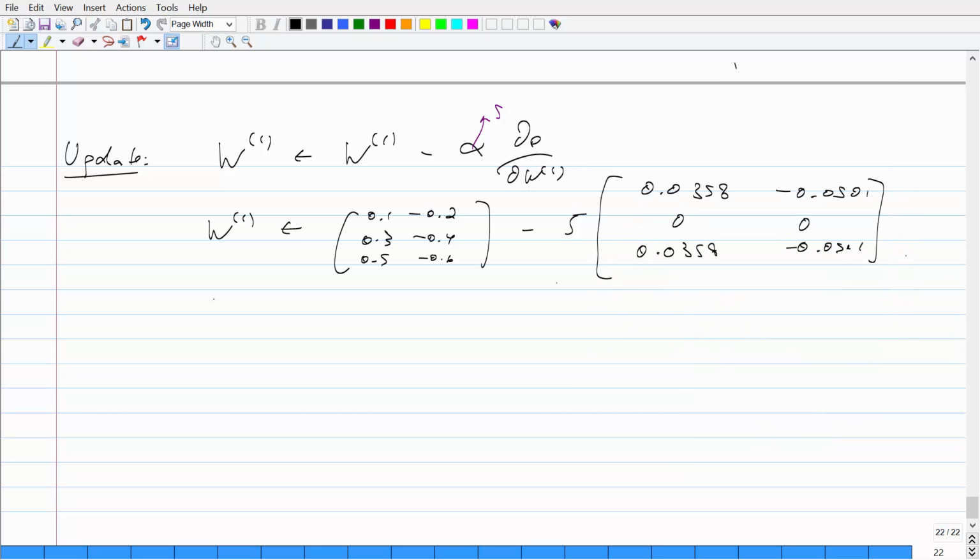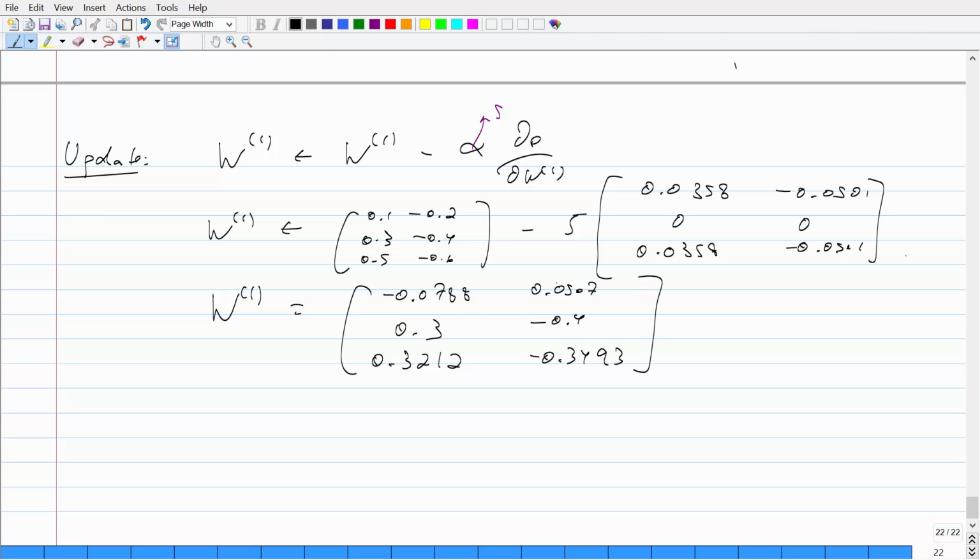Okay, so when you do this, the actual update becomes minus 0.0788, 0.3, 0.3212, and this is 0.0507, minus 0.4, and this is minus 0.3493. Okay, that's the first one. And the second one I'll just write down for you, so it's just the same process. I'll let you figure that out, you know, I'll let you do that on your own. So this is 1.5907, minus 1.7478 and 3.1211.